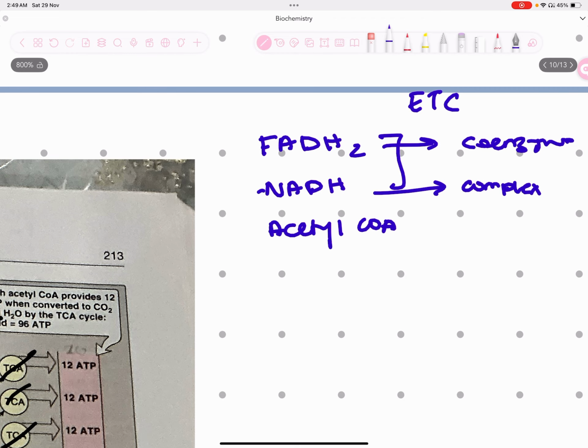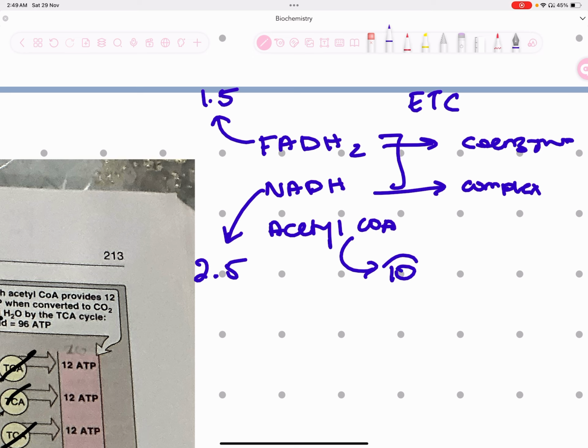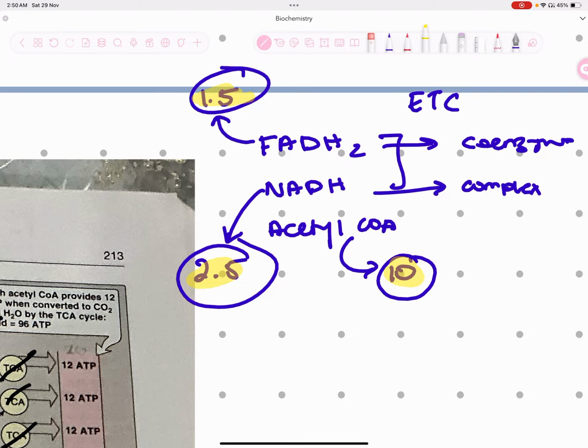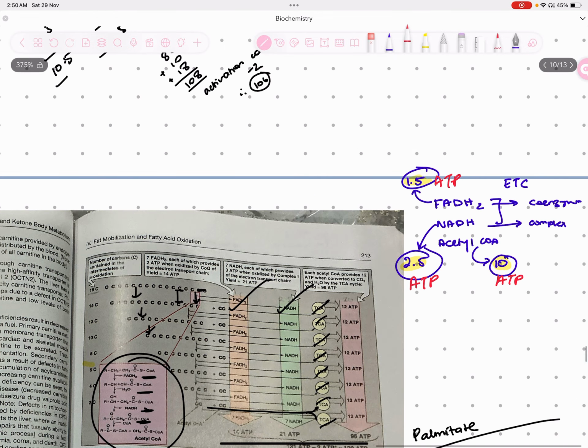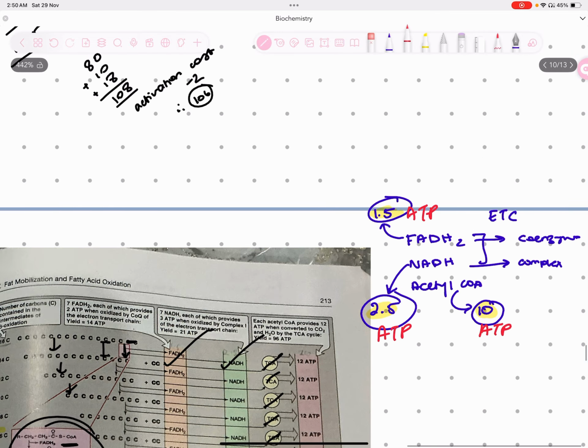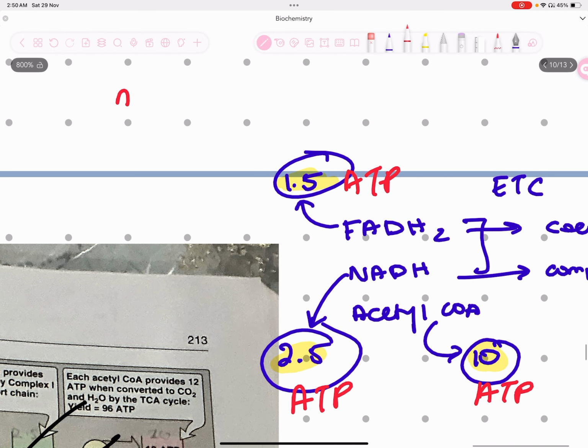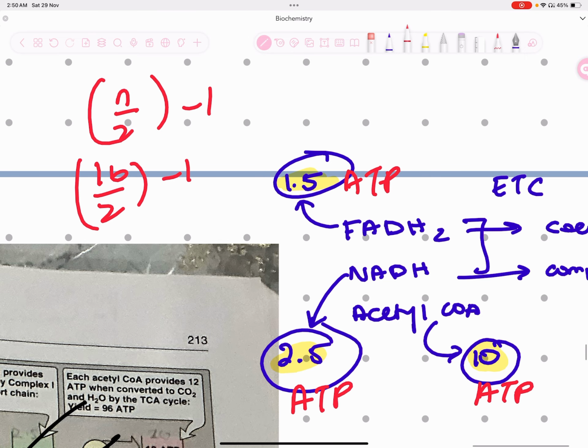And per NADH, how much ATP are you going to yield? 2.5. Per FADH2? 1.5. And per acetyl-CoA? 10. These are the numbers that you need to memorize: per FADH2 you get 1.5 ATP, per NADH 2.5 ATP, and per acetyl-CoA 10 ATP. Other than that, the formula n by 2 minus 1 was very important. So 16 by 2 minus 1 is 7.